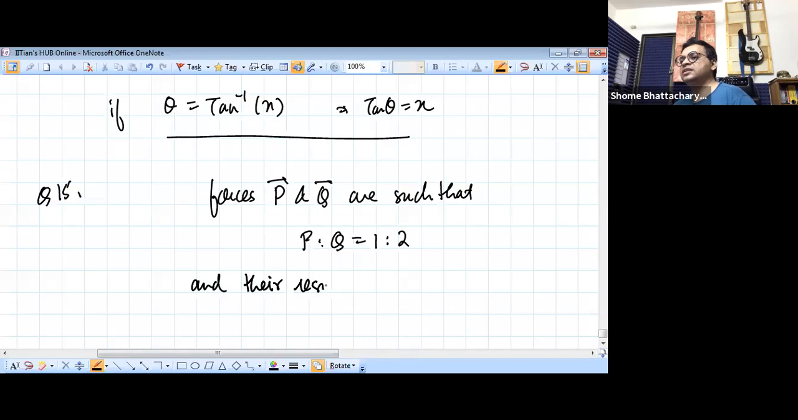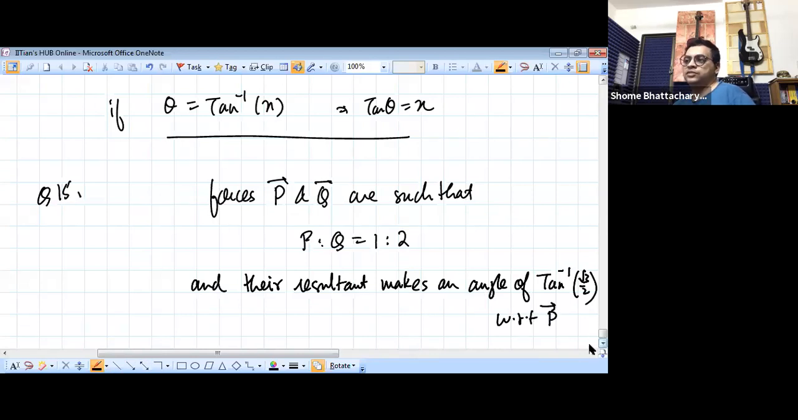And the resultant makes an angle of tan inverse of root 3 by 2 with respect to P. So let's understand what the meaning of this statement is.